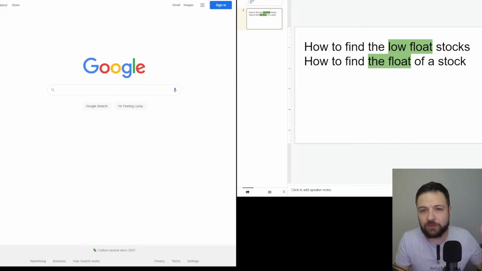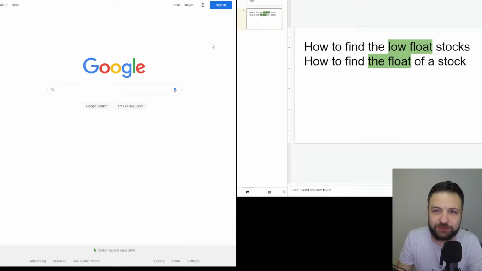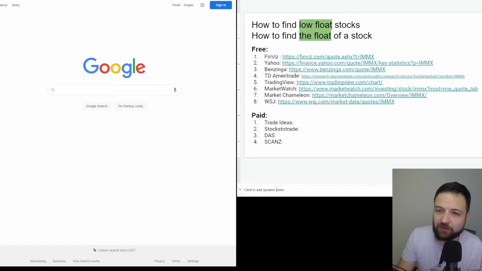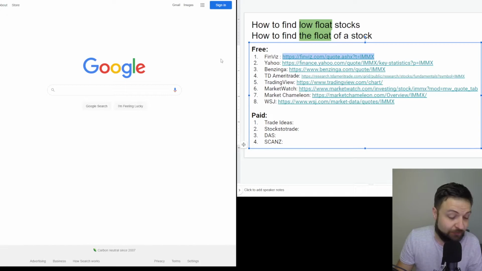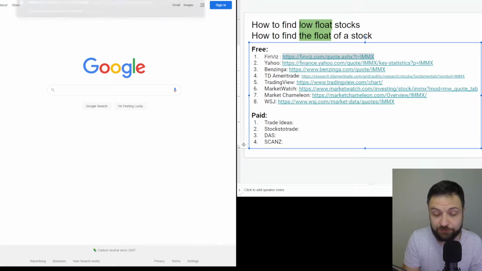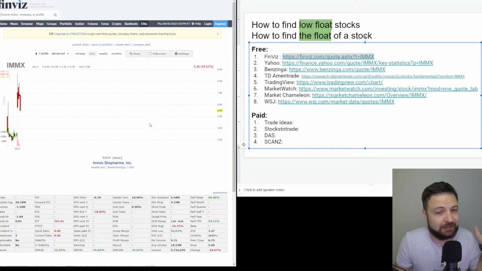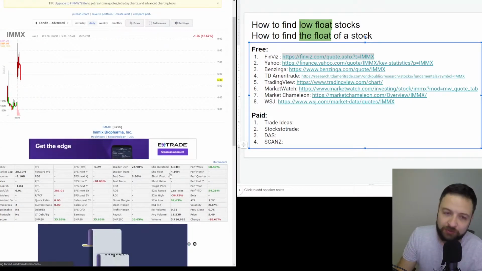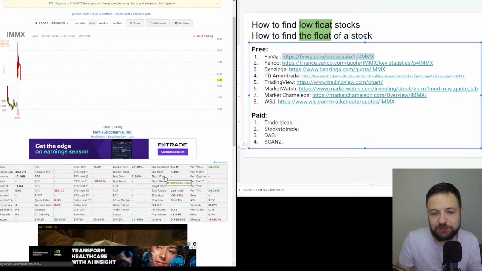All right, so now that we have my browser set up, let's get into some of the links. Okay, on the right here, I have free options and paid options broken down. On the free options, the top of the list is Finviz. If you trade, you're probably familiar with Finviz. Pretty awesome platform. It's available for free. It also has a paid subscription for additional features.